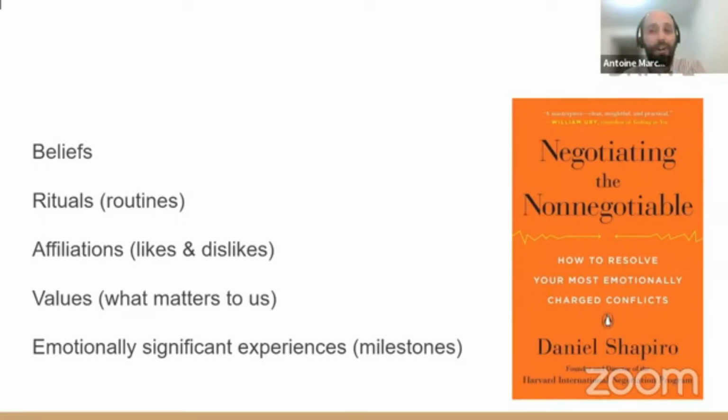Rituals are routines, are habits. If you can find some routines or habits that speak to your students, that they have as well, always good. Or some ridiculous routines or rituals, again, that's something that speaks to all people. Affiliations are likes and dislikes. Values are what matters to us.